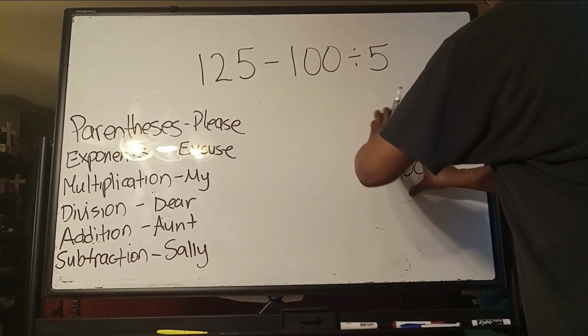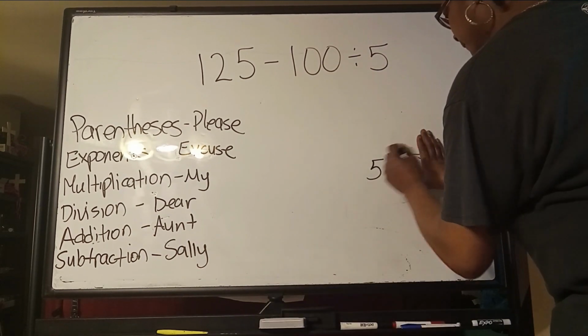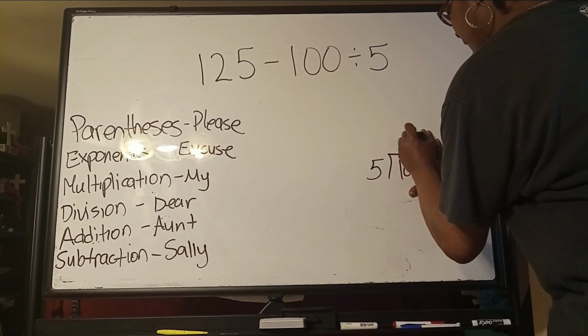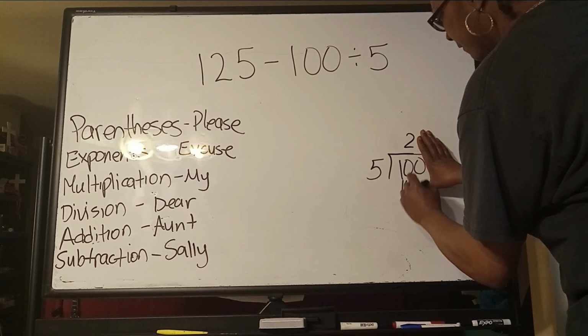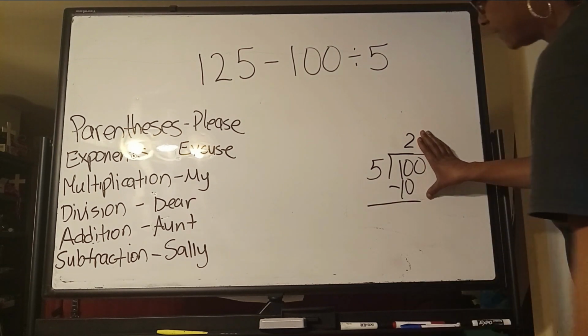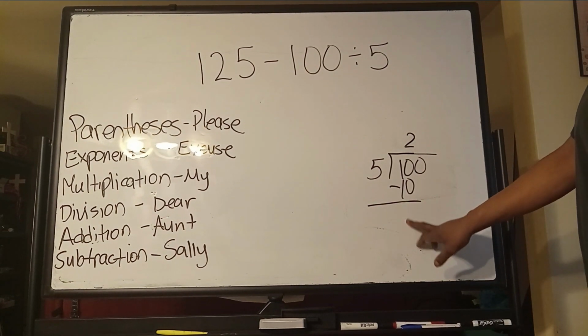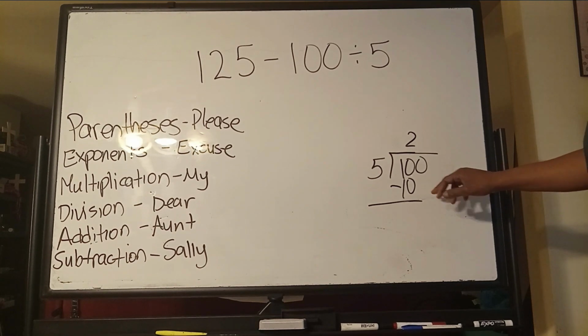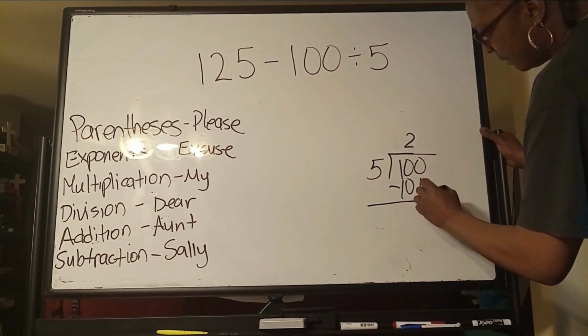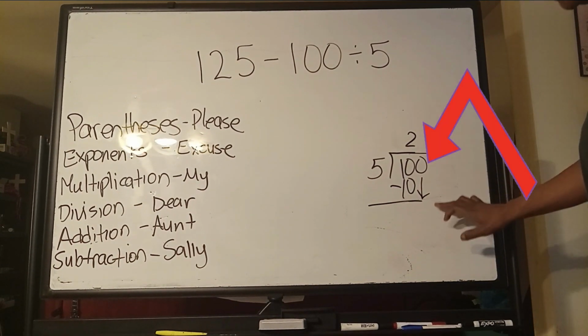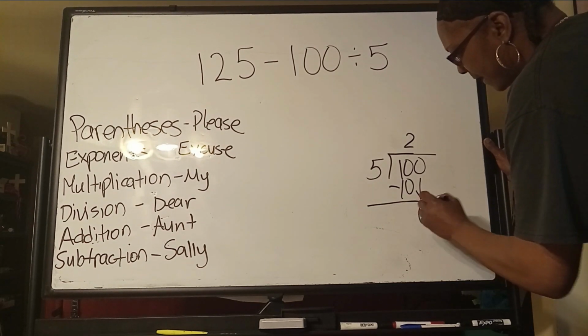And we do the multiplication. What's our multiplication? 5 times 2 equals 10. So we write our 10 underneath our 10. We subtract. We do not have to write a 0 underneath here because 10 take away 10 will leave us with nothing. But we do have to bring down our next 0.